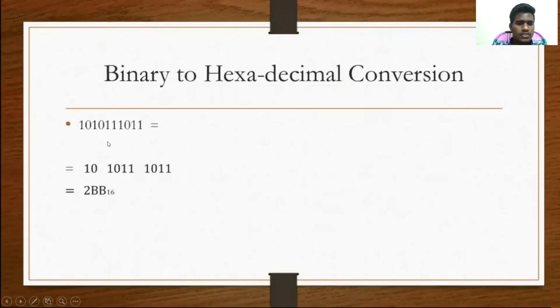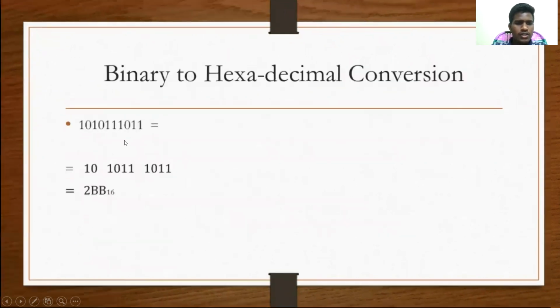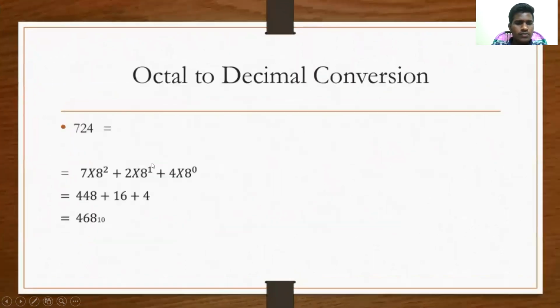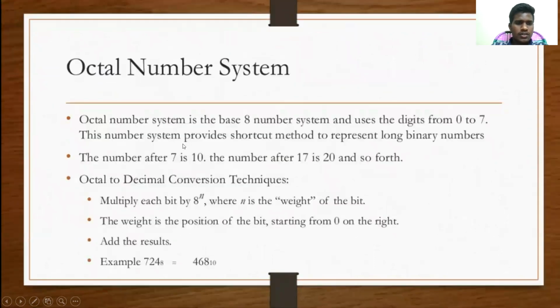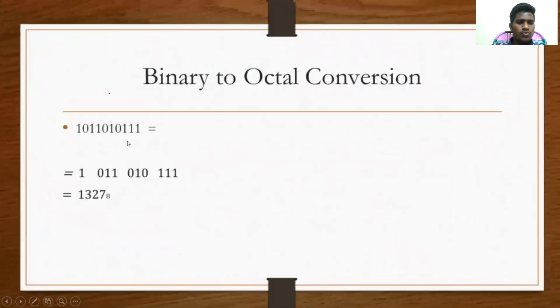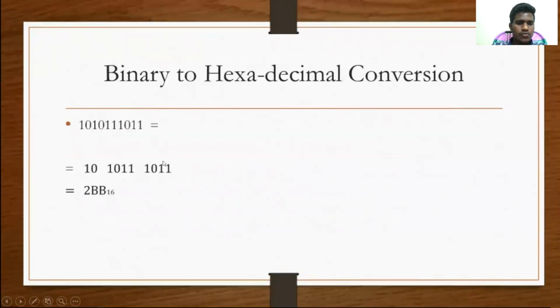Binary to hexadecimal conversion. Before, we converted into 3 bits, but here we have to convert into 4 bits. Here 4 bits, then 1011 means 11. 11 represents B. 1011, again 11, it represents B. And 0010 is 2.